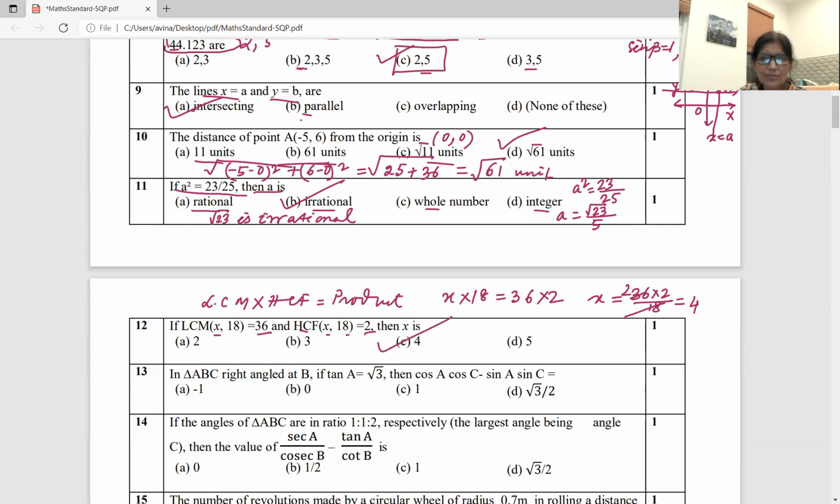C is the answer. Question number 13. ABC is right angled at B. B is 90 degrees. Then tan A is equal to root 3. So let us draw a figure here. Then tan A is equal to under root 3, and we need cos A cos C minus sin A sin C. Recall the fact: when the tan value becomes root 3, the angle is 60 degrees, because tan 60 is equal to root 3. So angle A is 60 degrees. Then C is 30 degrees, because B is 90 degrees.